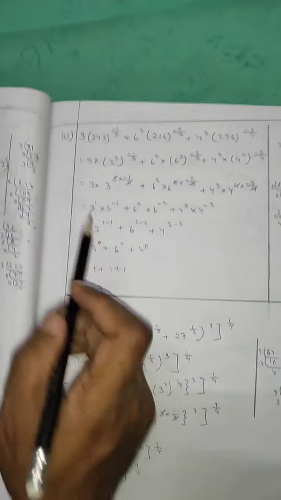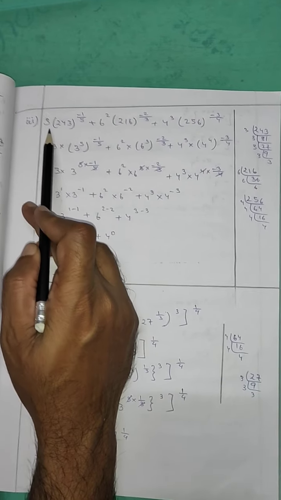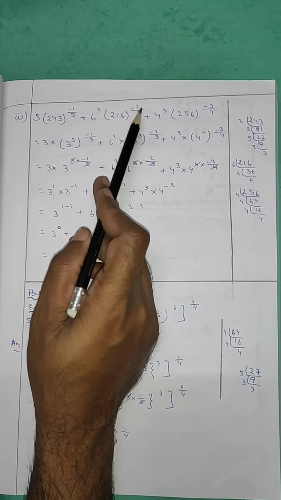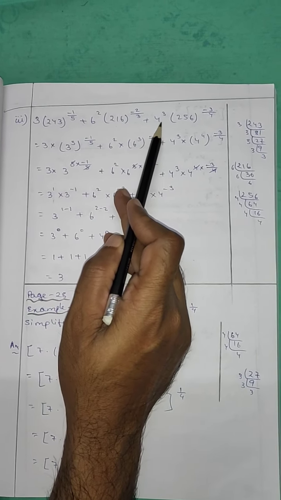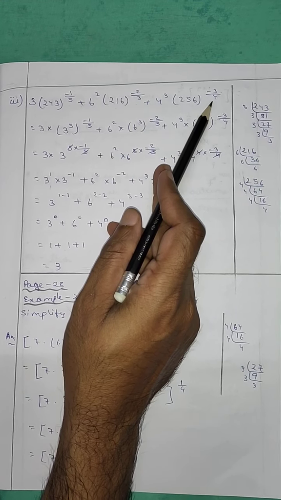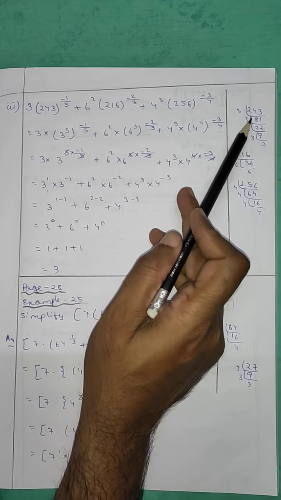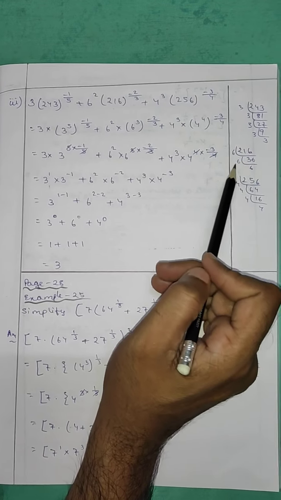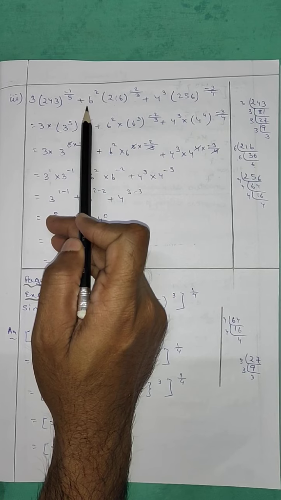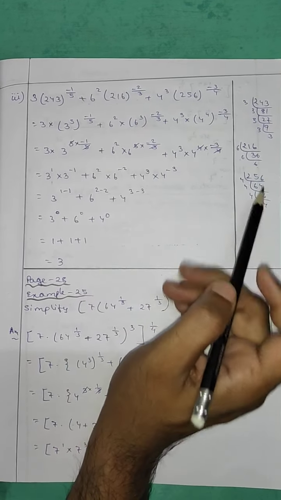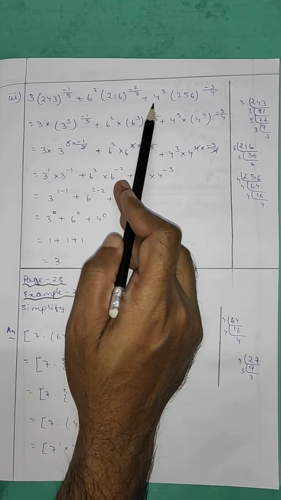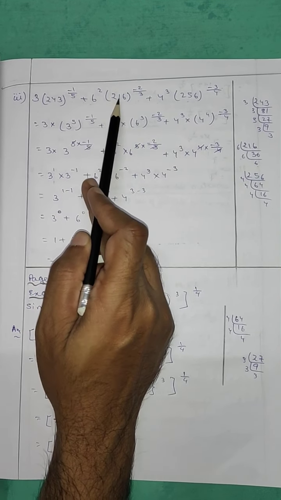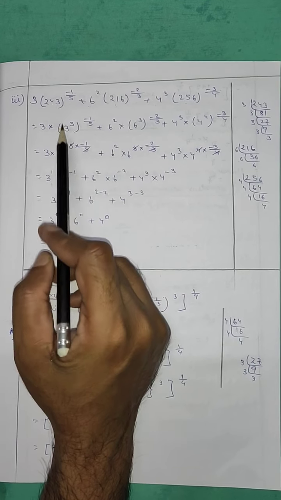Now question number 3: 3 into 243 to the power minus 1 by 5 plus 6 square into 216 to the power minus 2 by 3 plus 4 cube into 256 to the power minus 3 by 4. Find out the factors of 243. It will go by 3 only. 216, you try by 6 only because the outside number is 6. 256, you find out by 4 only because the outside number is 4. So by seeing this, you find the factors by 4, by seeing this you find the factors by 6, and this is by 3.